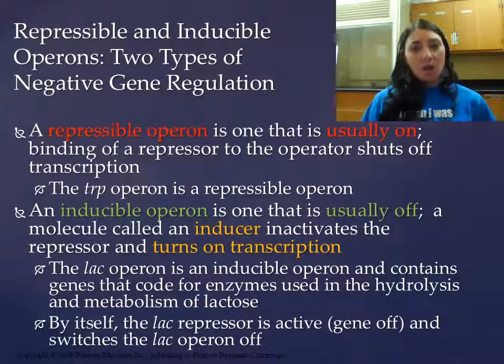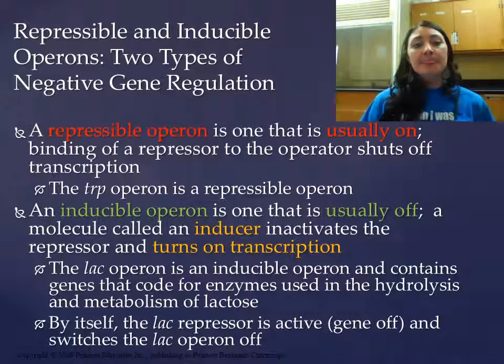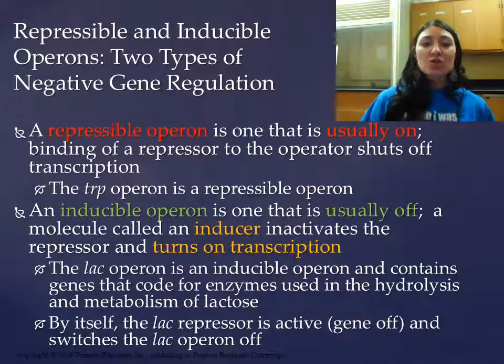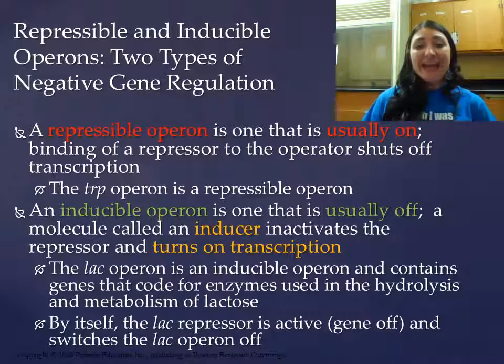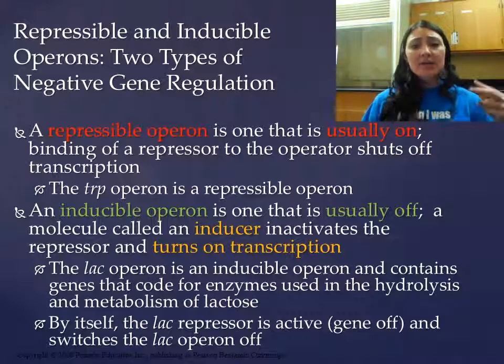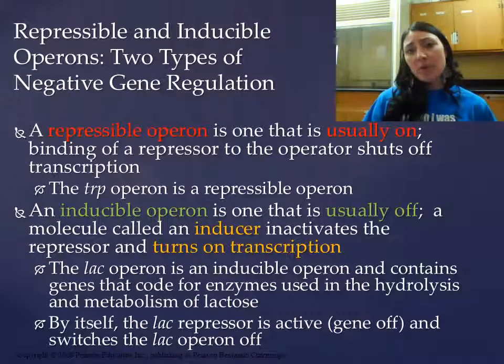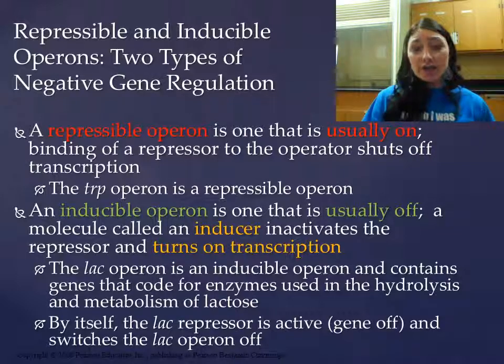So your trp operon is a repressible operon, meaning it's on until the repressor binds with the co-repressor tryptophan and turns off that gene. The opposite of that is an inducible operon. This one is usually off, and a molecule called an inducer inactivates the repressor, turning on transcription. So think of the repressible operon and the inducible operon as being opposites of each other, whereas to turn off the repressible operon, you need a repressor. To turn on an inducible operon, you need an inducer.